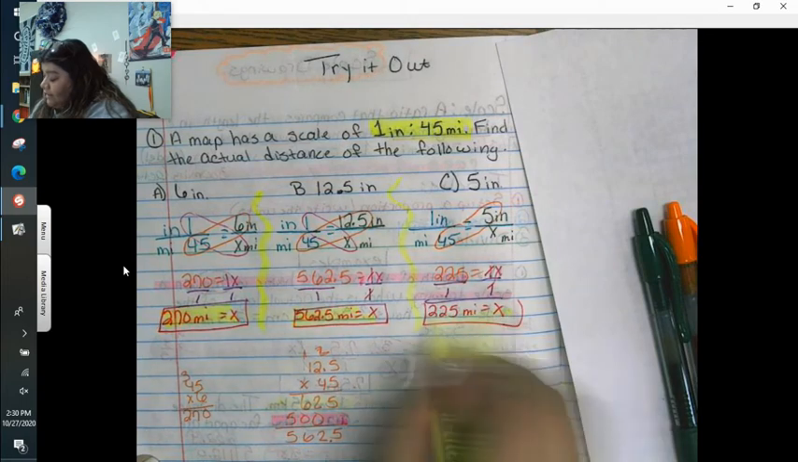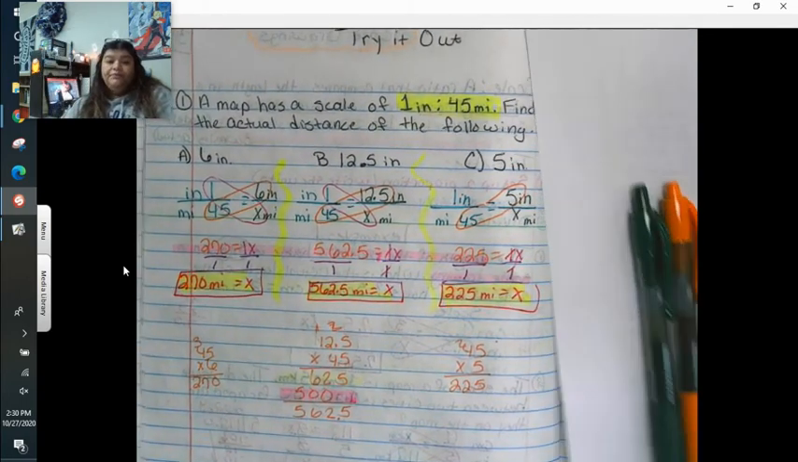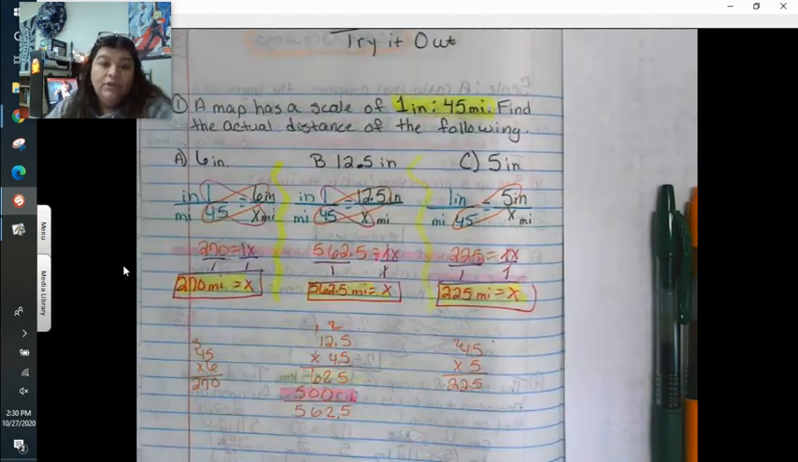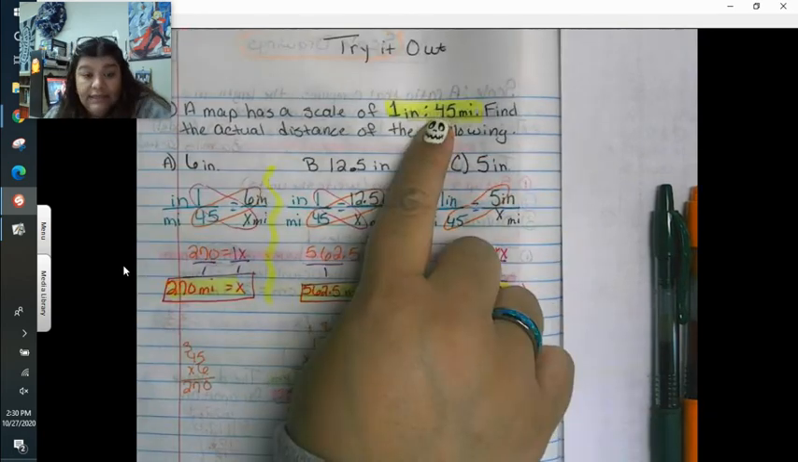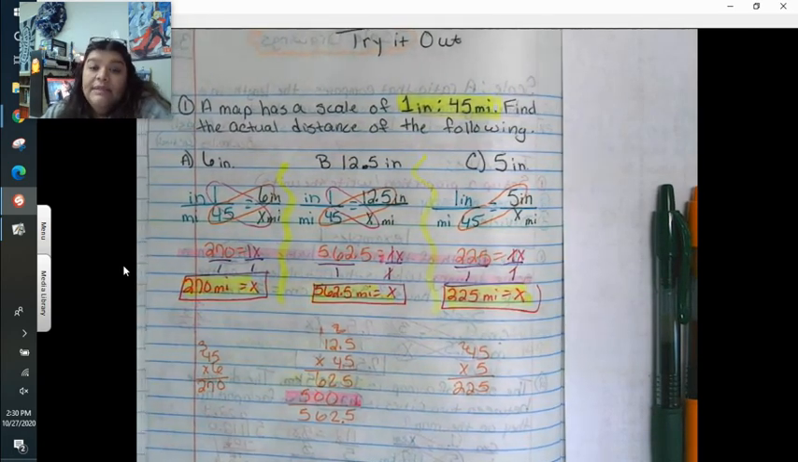That's it. Okay, so hopefully you got them right. If you got them wrong, double check to make sure that you are writing the units down and you're making sure that the scale is together. Okay, they are together here, and that you have the units in the correct spot.